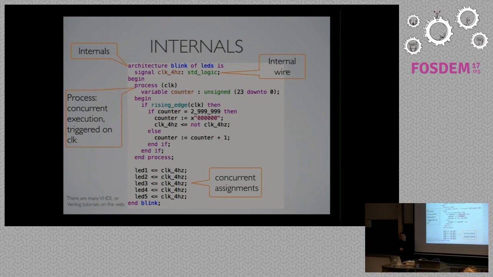So each time the clock is rising, either I have reached the top of my counter, which is 3 million minus 1, and so I reset the counter to 0, and then I switch the clock. Or if I haven't reached the maximum of my counter, I just increment it. So the counter will increment until 300, and then at 300 it will revert to 0 and switch the 4 MHz clock.